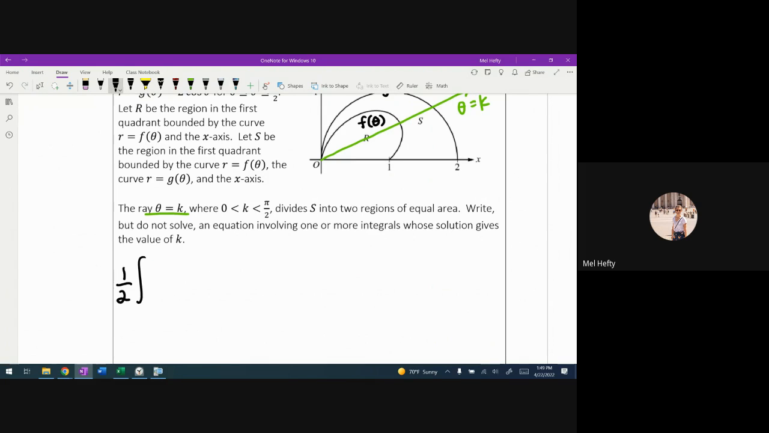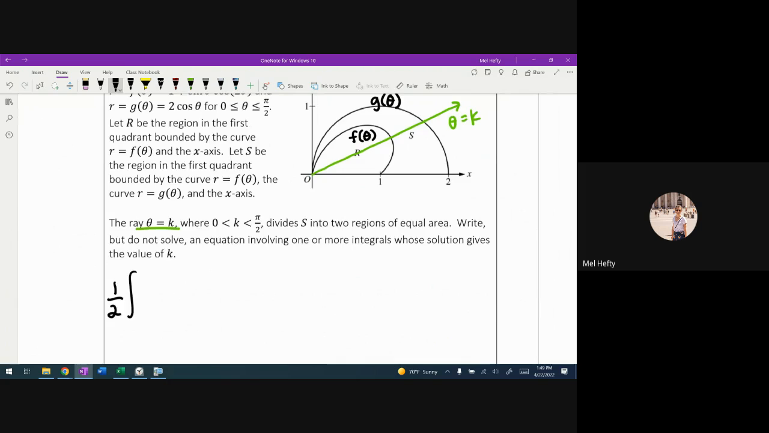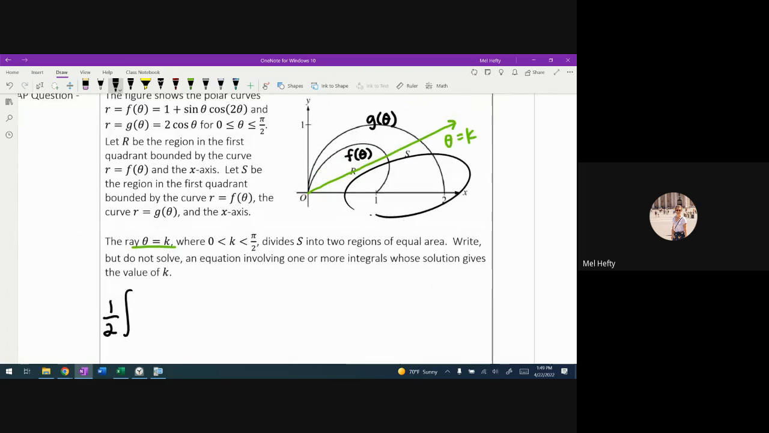I'm gonna pull out 1/2. I want to work on this part first. What are the bounds of that part? Where do we start and stop? 0. Okay. We're not going to get all the way up to pi over 2. If we were trying to find this entire shape, yes, absolutely pi over 2. I'm going to stop at k because I want to just do half of it. What is my integrand going to look like?